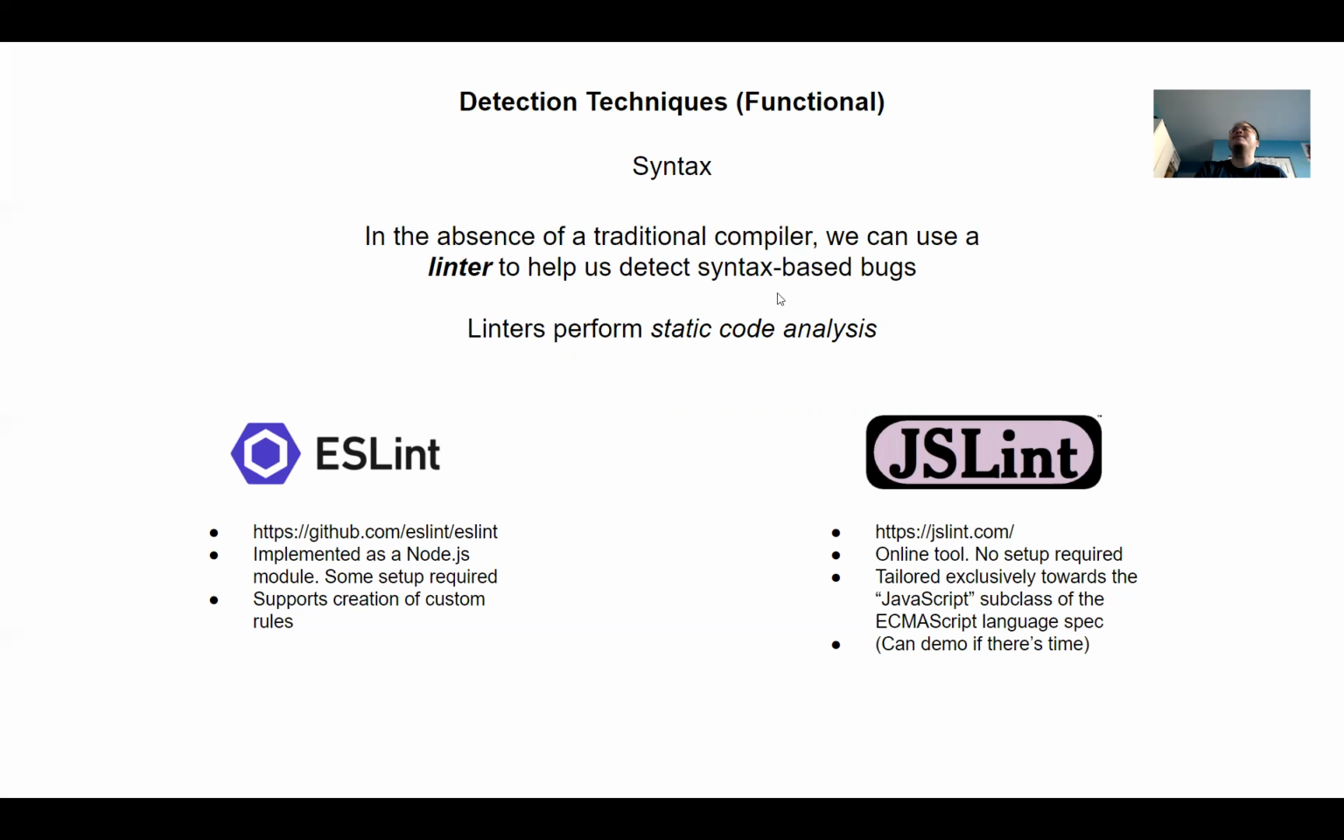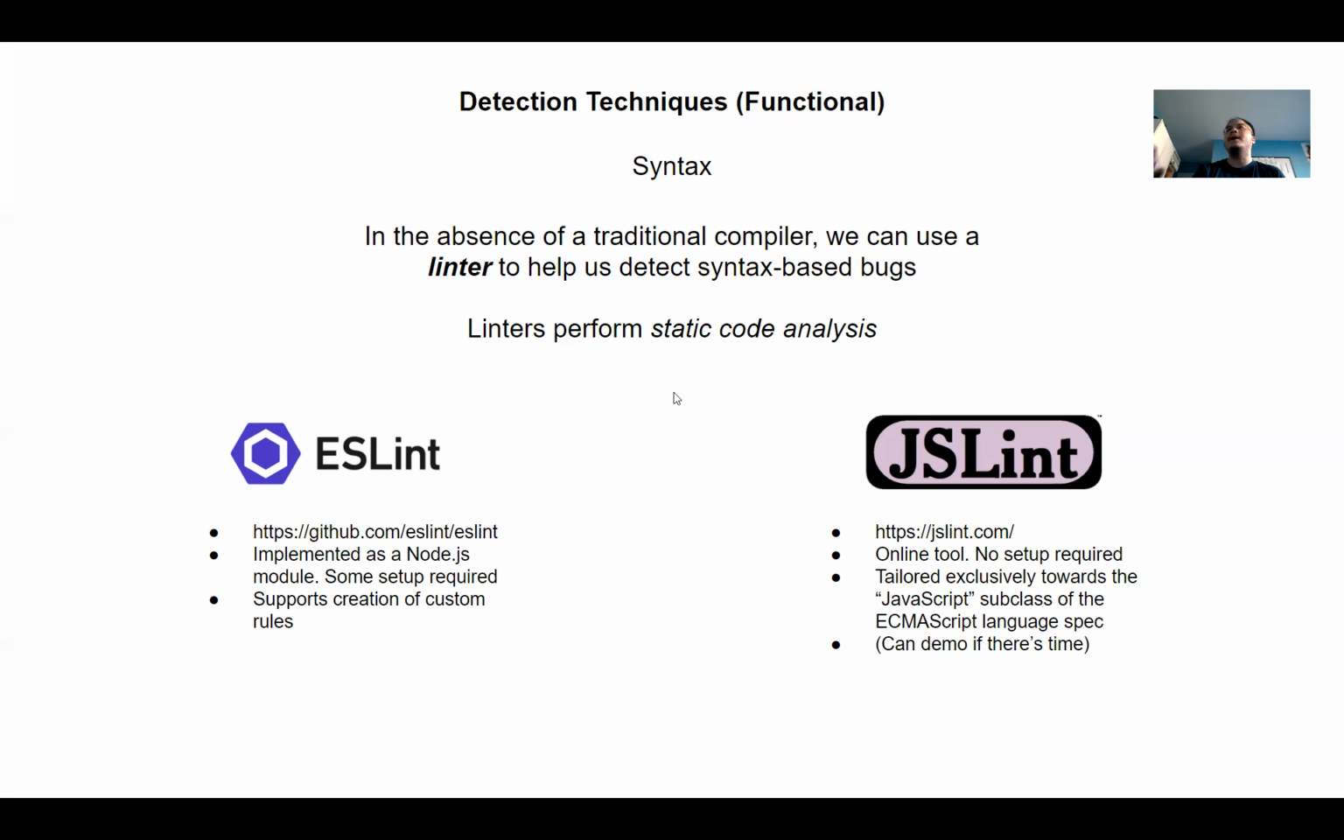So in this case, in the absence of a traditional compiler, we can actually use something called a linter to help us detect these syntax bugs. Linters perform static code analysis. So what you would basically have to do is input the program that you've written, and then the linter is going to analyze that program statically, that means without executing the code. Based on that static analysis, it's going to throw a bunch of warnings to say, oh, there's a syntax error in this line. There's a few that are available out there, but two of the most common ones that people use are ESLint and JSLint.